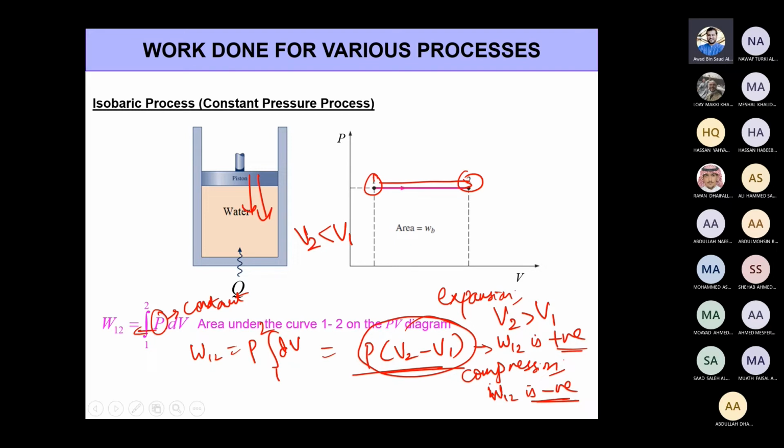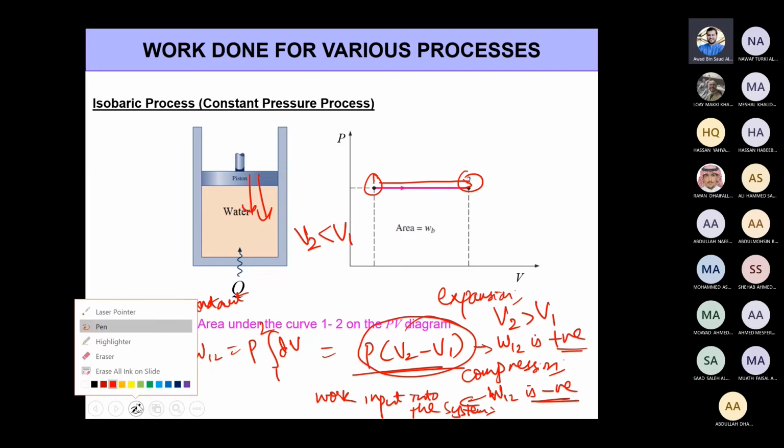So the way this formula is written already tells us what is happening. If the work output W12 is positive, we already understand that this is work done by the system on the surroundings, so it's an expansion process. On the other hand, if W12 is negative, we already understand that this is work done by the environment or the surroundings on the system, or work input into the system. Okay, so this is what we looked at in terms of the constant pressure process.